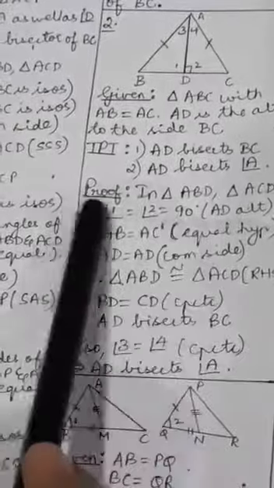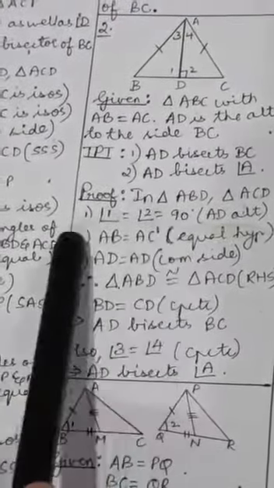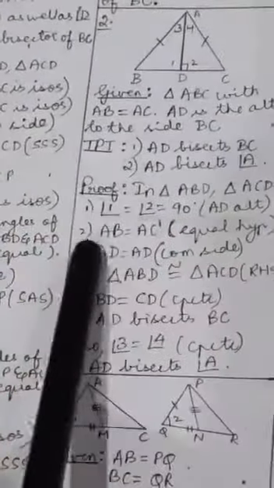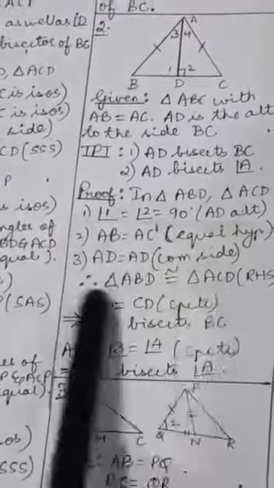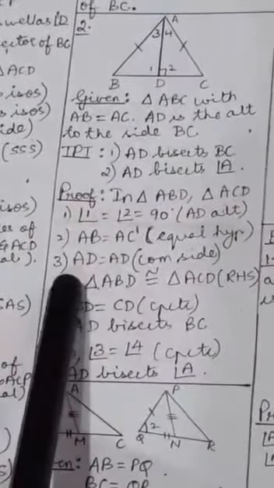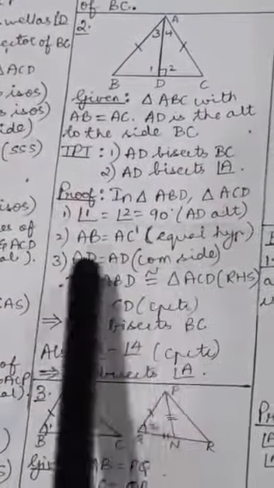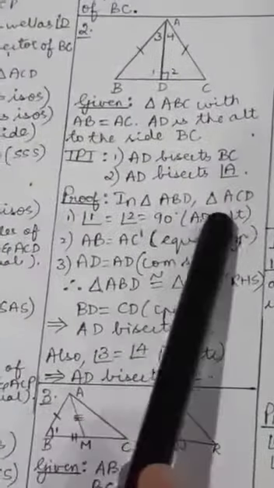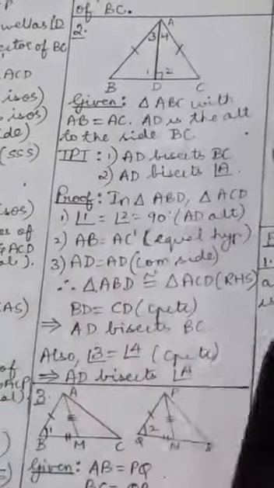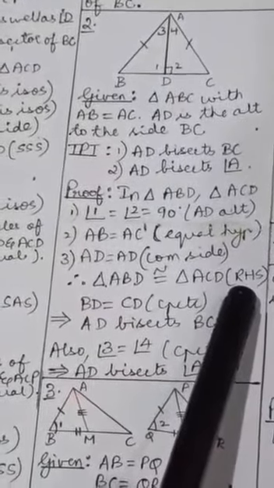RHS: right angle, meaning 90 degrees. Hypotenuse: we proved that the hypotenuse in both the triangles are equal. It was given to us. And S is some other side, any other side. So AD is the other side. AD is equal to AD is the other information. So right angle, hypotenuse, side. So these two triangles are congruent by the RHS congruence criterion.